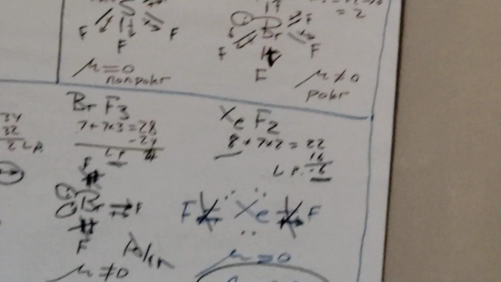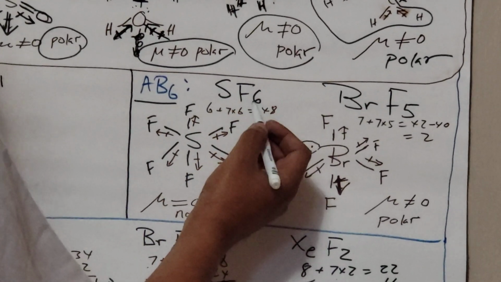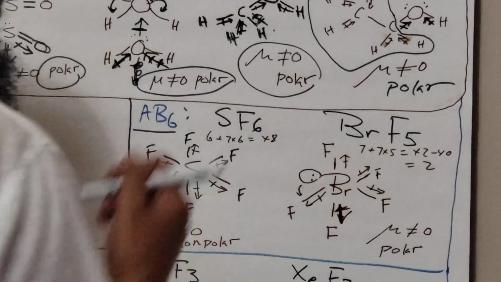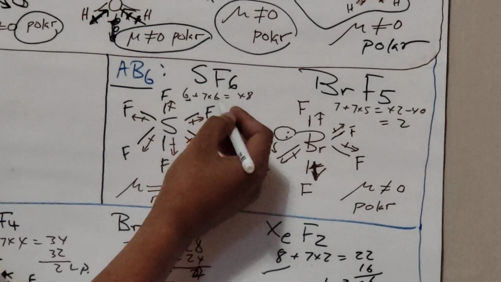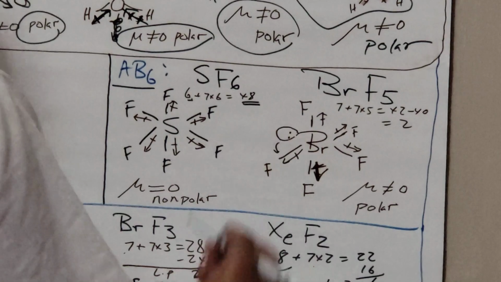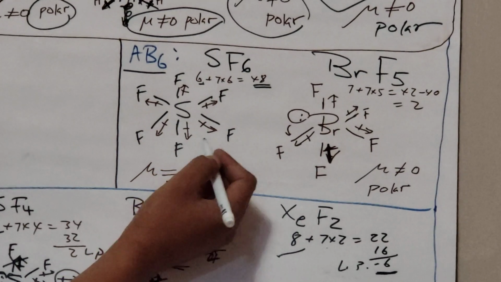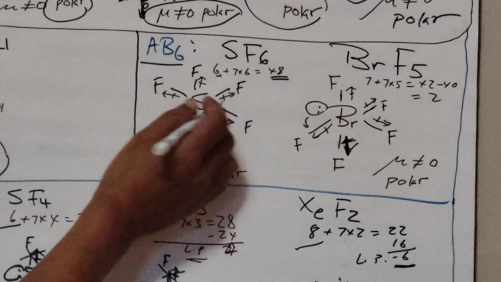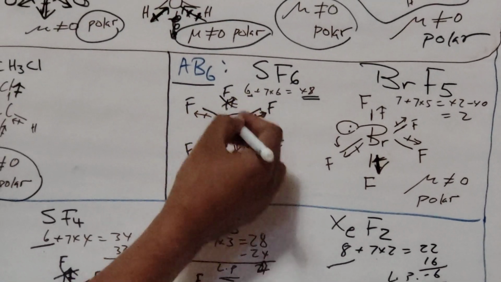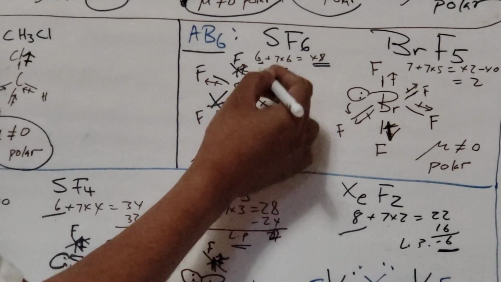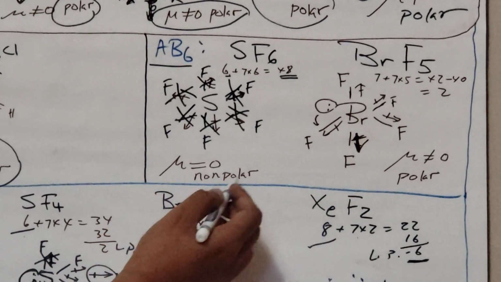And now finally AB6, like sulfur hexafluoride and bromine pentafluoride. Sulfur has 6 electrons, fluorine has 7 times 6, total 48. 48 is a multiple of 8, so there is no lone pair on the central atom. So this is sulfur, this is octahedral, and all of them are pulling in opposite directions, so they will cancel each other. This one will cancel this one, and so on, right? So ultimately you are going to have 0 dipole. This is non-polar.